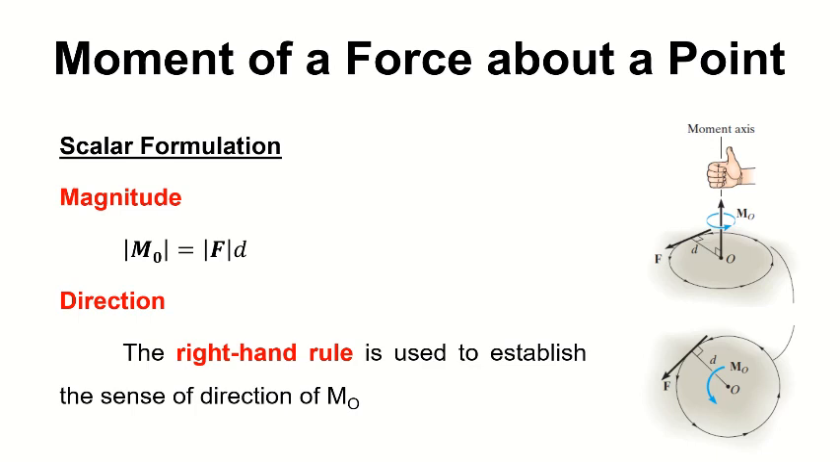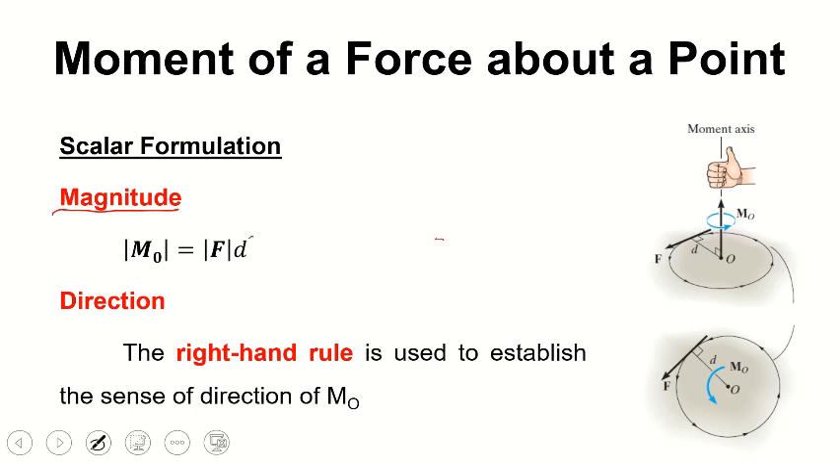So the magnitude and the direction of the moment, right? So first we'll use the scalar formulation. We can determine the magnitude and the direction using scalar formulation and vector formulation. First we'll discuss how to determine these two using scalar formulation, right? So the magnitude we can determine, say the magnitude of the moment about point O, M naught, is equal to the magnitude of the force F times d. d is the moment arm or perpendicular distance from the axis at point O to the line of action of the force, right?